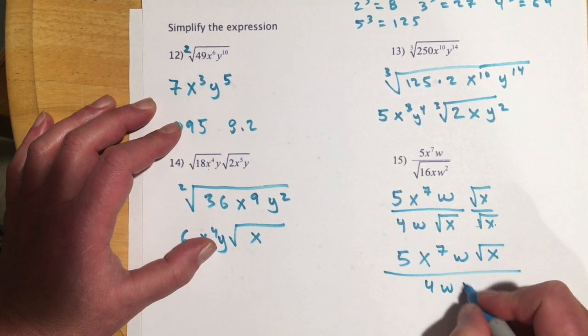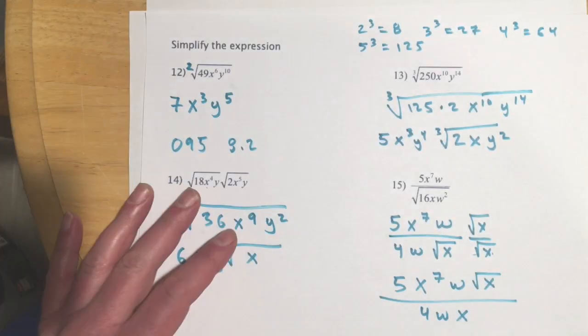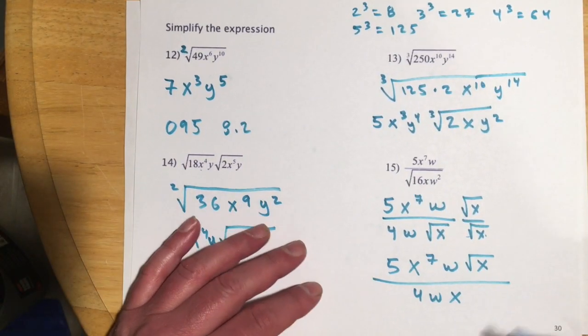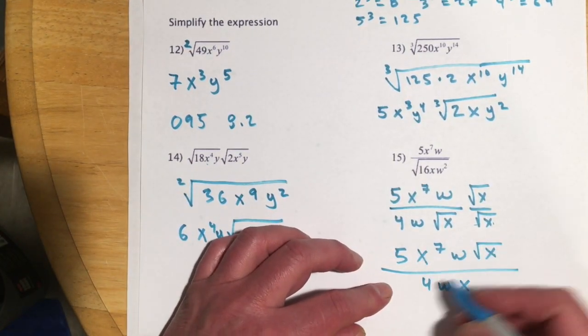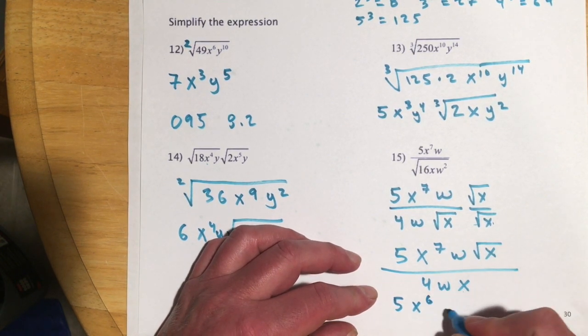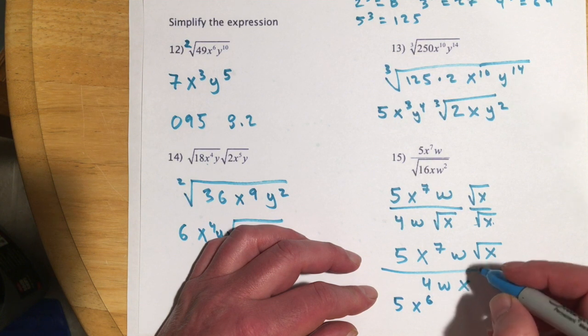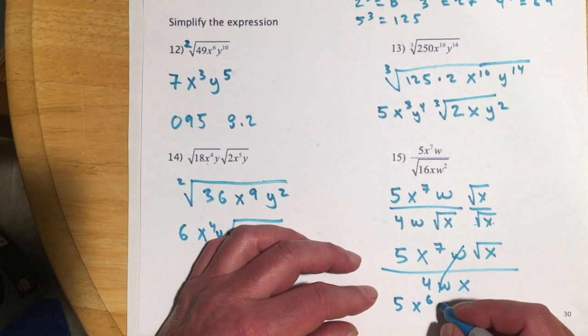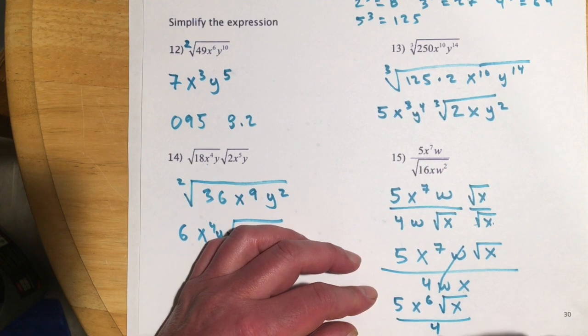And then 4wx. And then last step is we have x's in the numerator and denominator. So I just need to, 7 up and 1 down would leave me 6 up top. And then w over w would cancel. So root x, and then over 4.